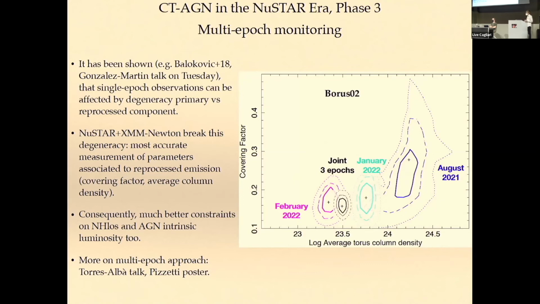We can assume that properties like the covering factor of the torus and the average torus column density do not change on time scales of a few years. So we can fix them when we fit the data, and we can get much more accurate measurements. This is an example. On the y-axis is the covering factor, on the x-axis the average torus column density. In magenta, cyan, and blue are the covering factors computed for single epoch observations of NGC 1358. In black, you can see the contours when you fit together the three epochs. You can see that there's a huge refinement that allows us to break degeneracies. And on the other hand, of course, to measure with even more precision the line of sight column density and luminosity, which vary in each epoch.